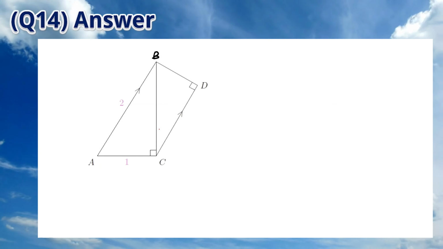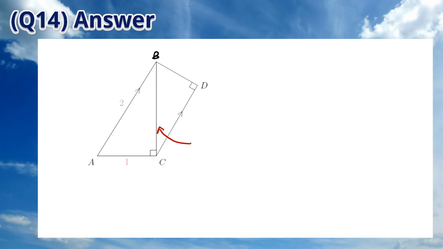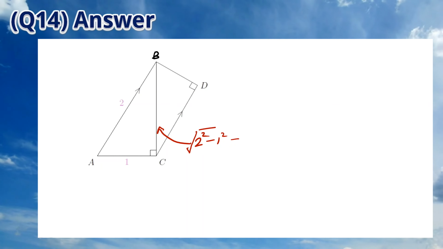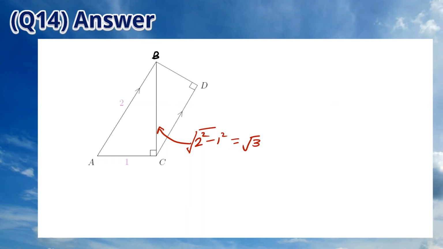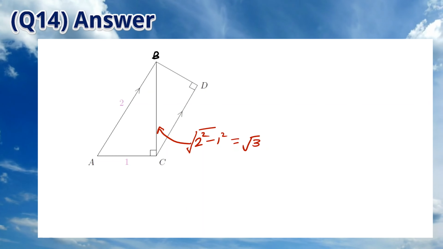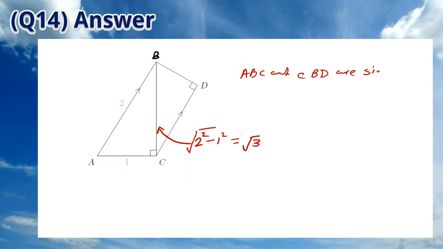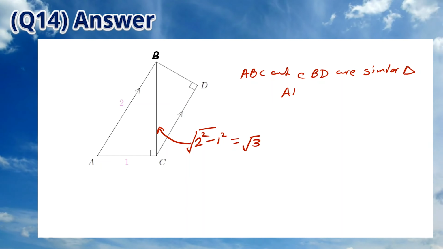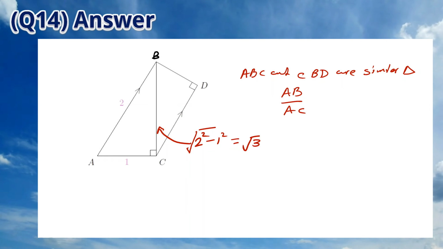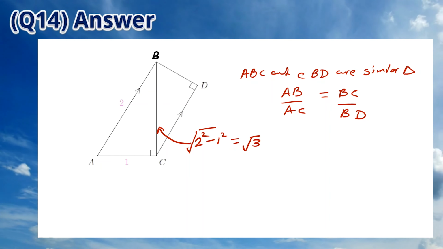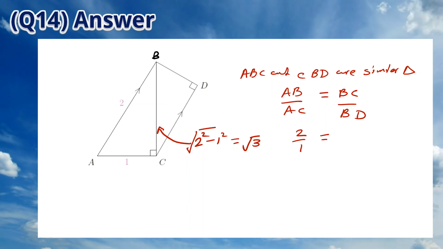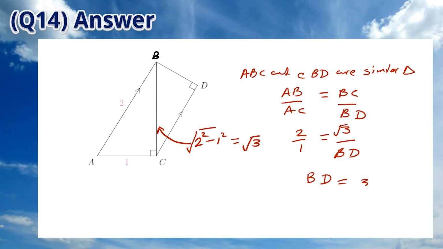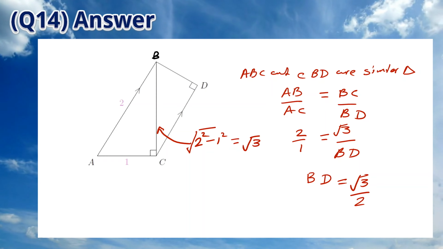Using Pythagorean theorem, we can find the length of BC, which is the square root of 2 squared minus 1 squared, which is root 3. We know that ABC and CBD are similar triangles. Using the rules of similar triangles, we find that AB over AC is equal to BC over BD. This means that 2 divided by 1 is equal to root 3 over BD. We can solve this to get that BD is equal to root 3 over 2.